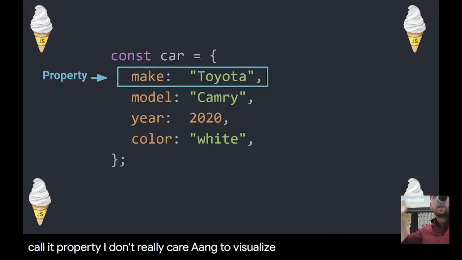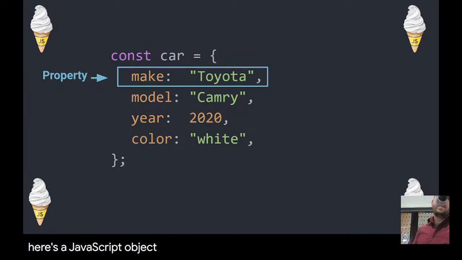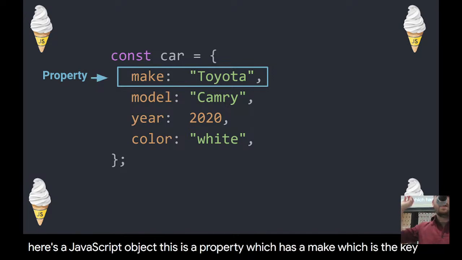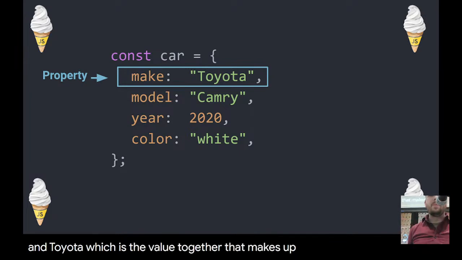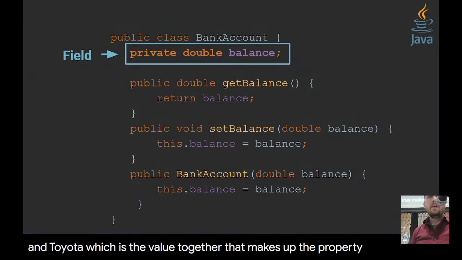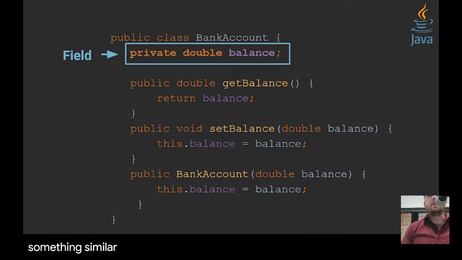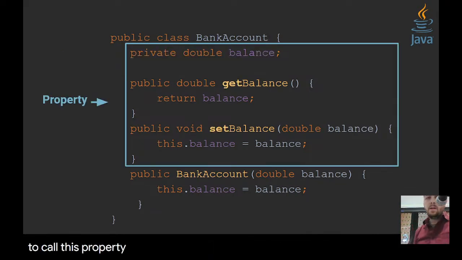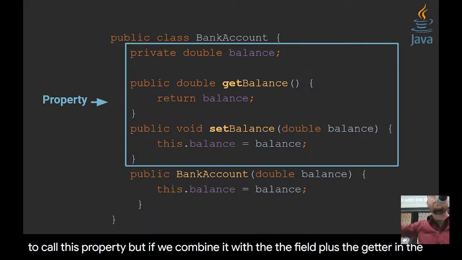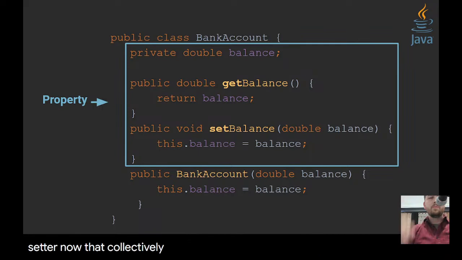To visualize what I just described, here's a JavaScript object. This is a property which has a make, which is the key, and Toyota, which is the value. Together, that makes up the property. If we look at something similar in Java, this is what we would call a field. We're not going to call this a property. But if we combine it with the field plus the getter and the setter, now that collectively is the property.